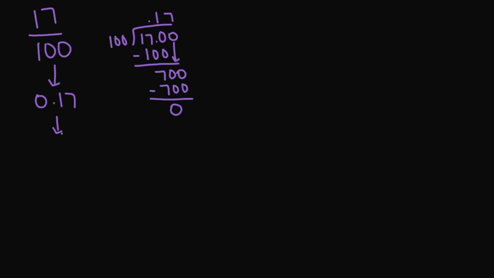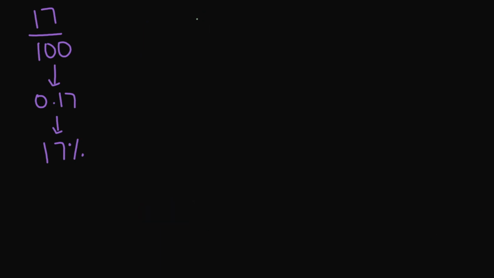Now, how do I get my percentage? As a percent, you're going to get 17% because you are moving your decimal places 2 places to the right. So 0.17, 1, 2, it puts us right here after the 7. And that's where we get the 17% from.